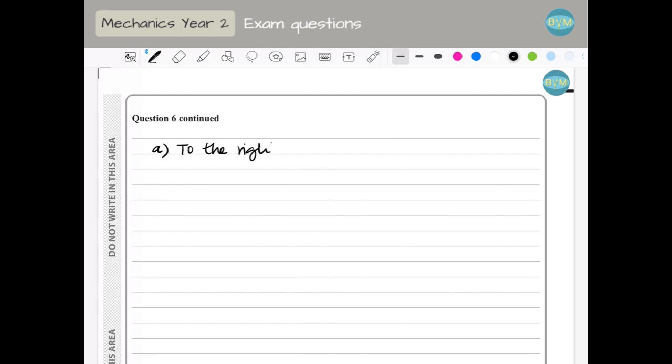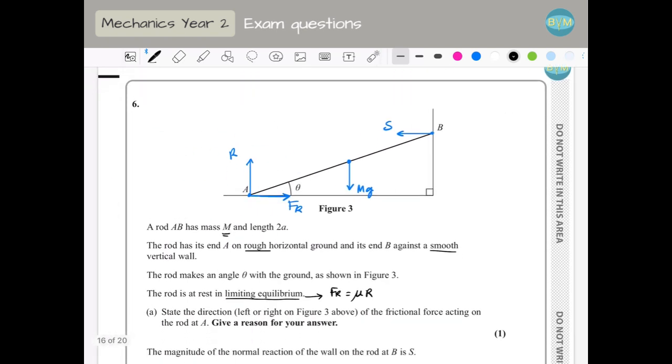Not only leave the answer in the sketch, I could write it, because they're asking you specifically: to the right, or towards the wall, to compensate the only other horizontal force, which is the reaction S at the wall. So that's the first part.